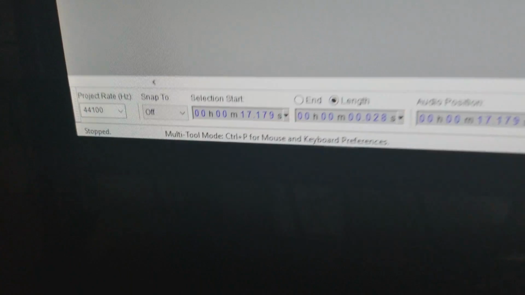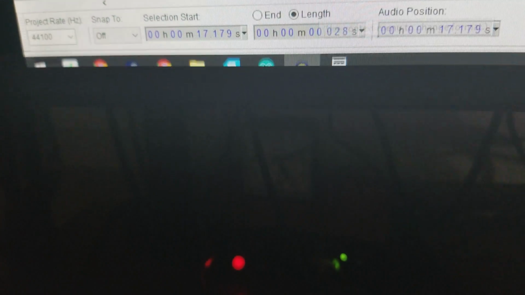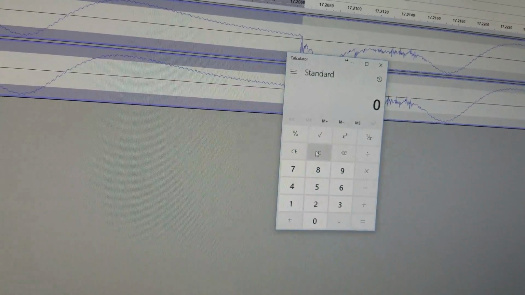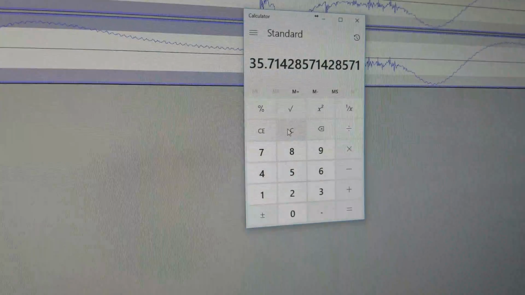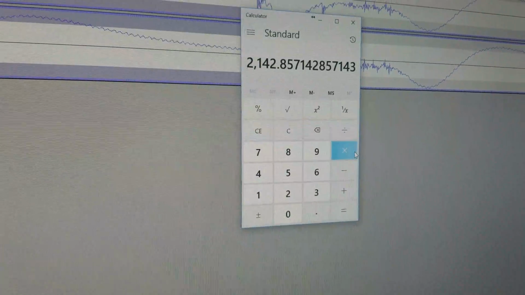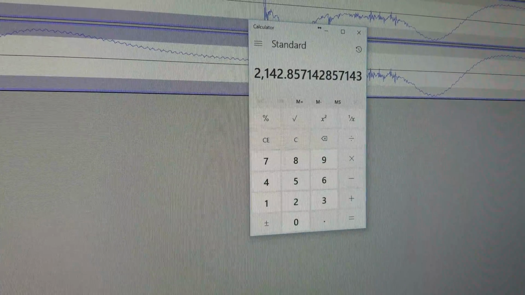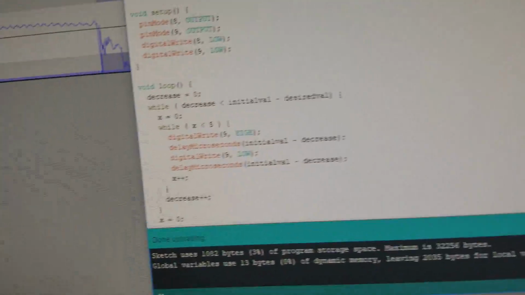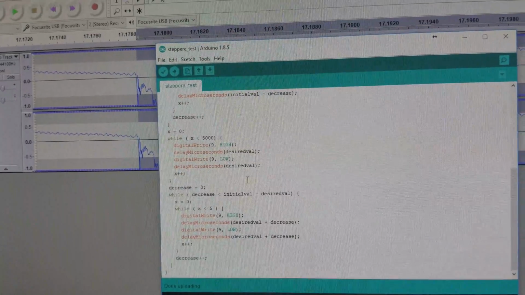I'll now go to the bottom and choose length. And that's 0.028 seconds. I go to my calculator and do 1 divided by 0.028 seconds. That gives me the RPS, rotations per second. Multiply this by 60. This is 2,142 rotations per minute when I am running my stepper motor at 65 microseconds. So yeah.